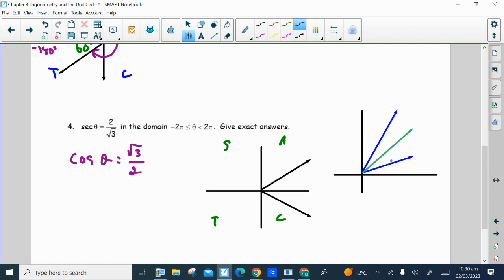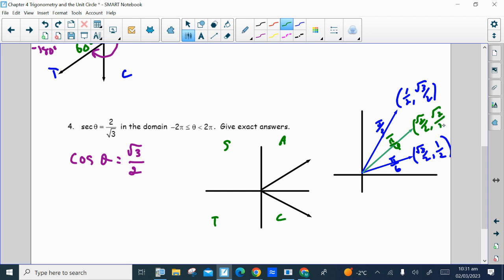So again, this is pi on 6, and remember the coordinates there are root 3 over 2 comma a half. Up here at pi on 3 radians or 60 degrees, the coordinates there are 1/2 comma root 3 over 2. And at 45 degrees or pi on 4 radians, they're both root 2 over 2.